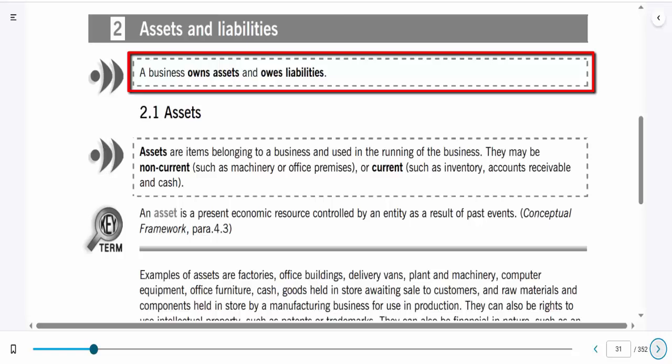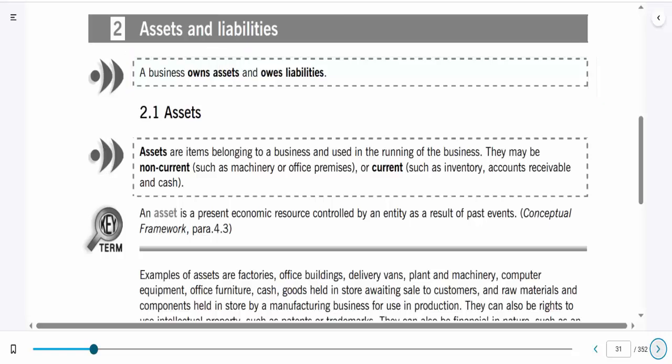So, in simple words, we can say, a business has things it owns, assets, and things it owes, liabilities. This is a basic idea that we'll use often in accounting. It's the starting point for understanding a business's financial situation. The things a business owns give it value, and the things it owes are what it needs to pay back.